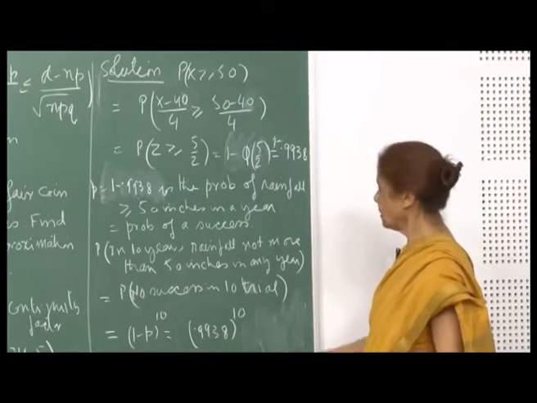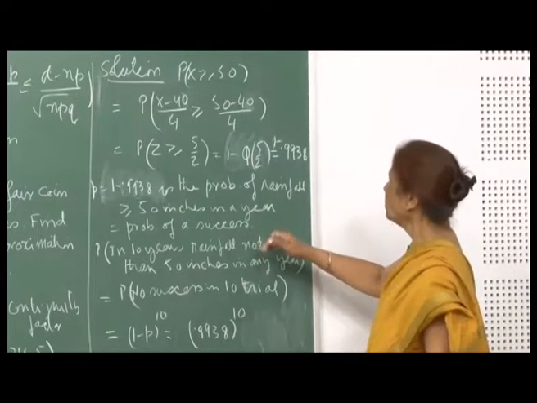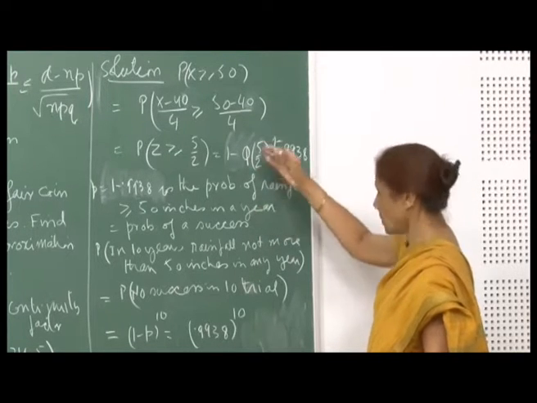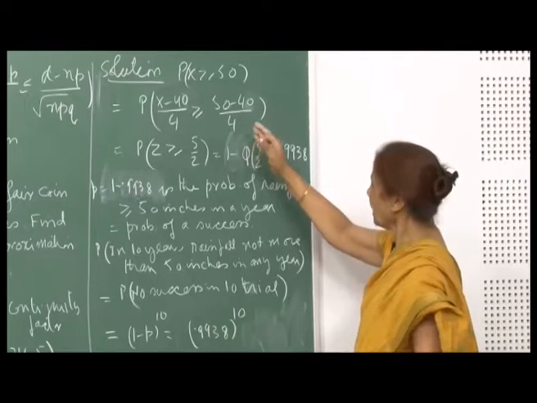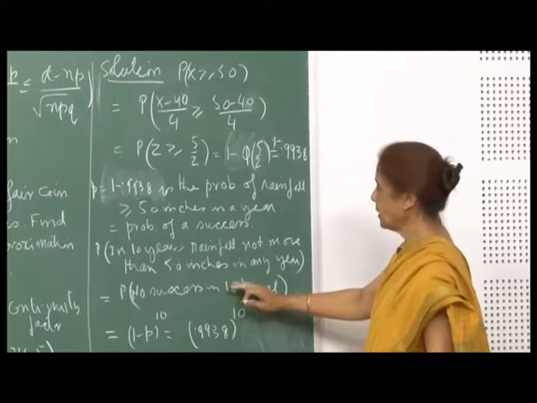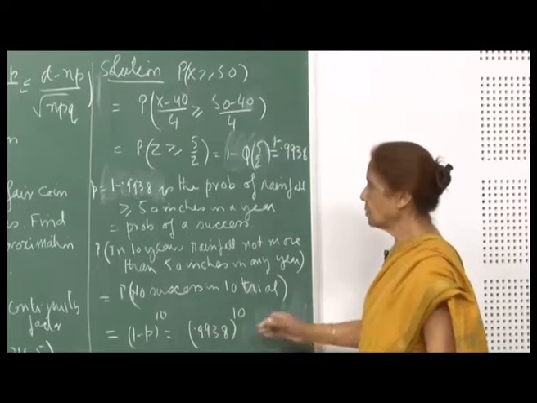So, I am just trying to show you how you first use the normal distribution, then the standardization, and then you use the binomial random variable to compute the actual probability.